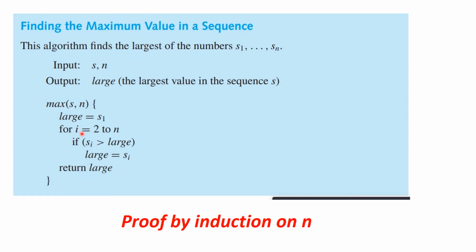We go from I equal 2 to I equal n, and we check each time if the next entry in the sequence is bigger than the large we have established. If so, we assign that large, and we go through this until we've checked everything and we've returned large.